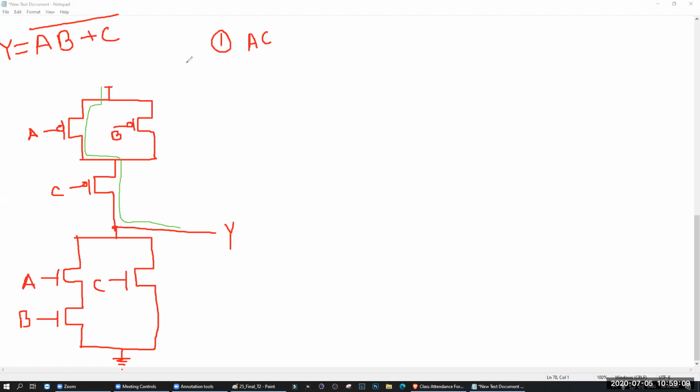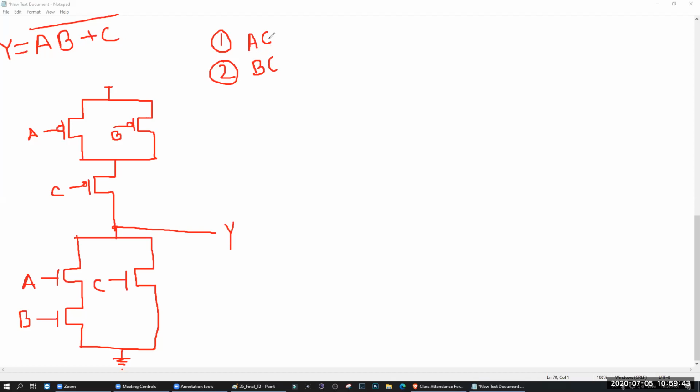Next, the current can come, go to the B, then go to the C, then go to the output, right? So your path number 2 is BC. Is there any more path here? No, sir. So it should be BC, right? Okay, BC. So what do you have to do? You have to calculate for both of them.